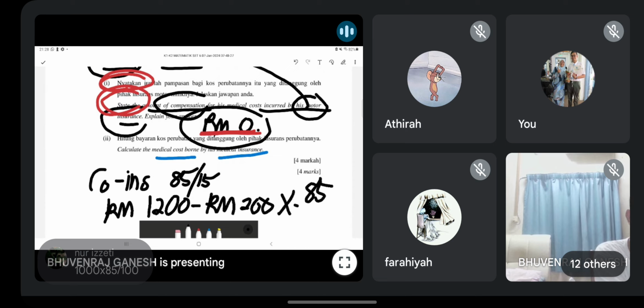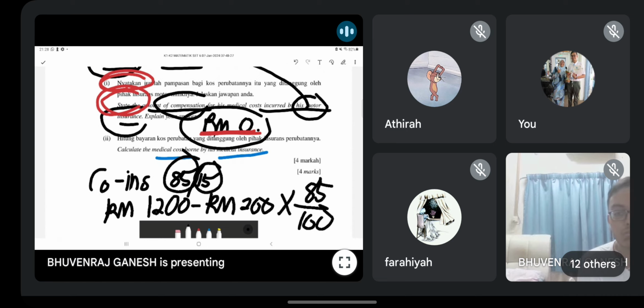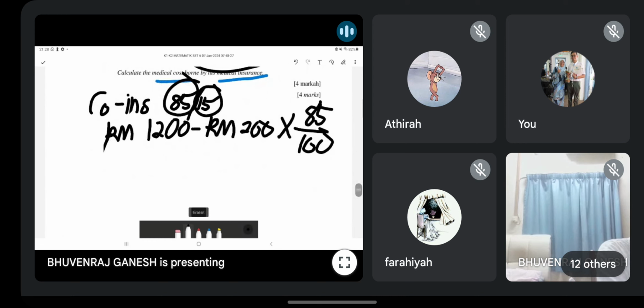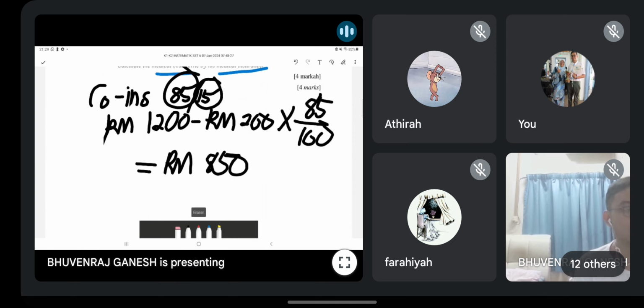Yang lebih besar punya peratus adalah untuk syarikat insurance. Remember, insurance company always give the highest percentage. Yang peratusan lebih rendah untuk pemegang policy. Policy holder, yes. Okay, 850, final answer. Okay guys, clear dengan soalan 12? Okay, I think should be no problem lah. Yang ni senang kalau kamu tahu formula.